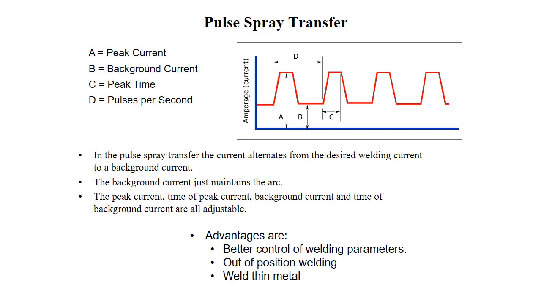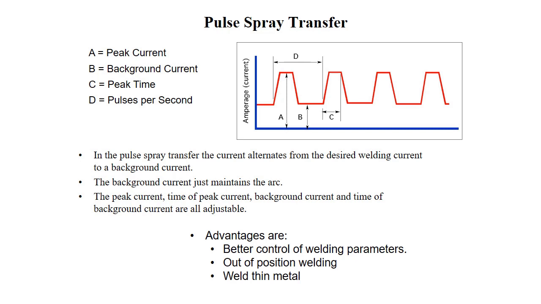So this gives you the ability to do some things with your waveform that you wouldn't be able to do if you just had a constant quantity of current going into your weld puddle. The background current just maintains the arc, and the peak current time and all of that is adjustable, and there's multiple waveforms. If you go to Lincoln Electric, Miller, and anybody else that's making these GMAW pulse spray machines, they've got waveforms that'll do all kinds of craziness.